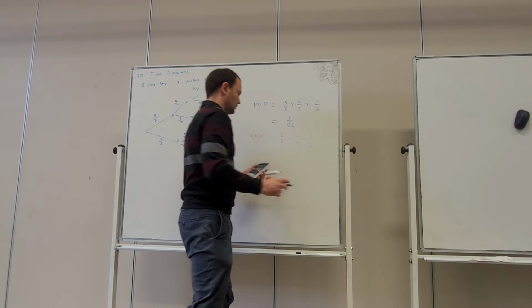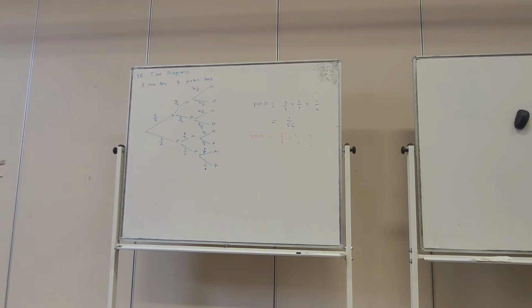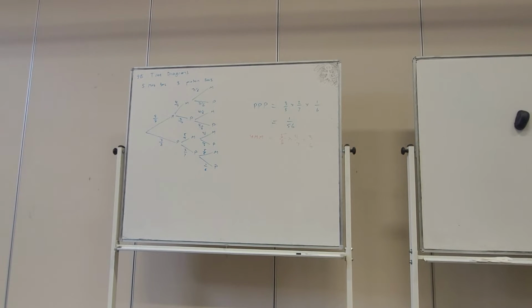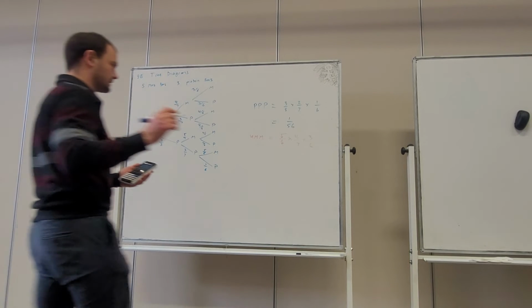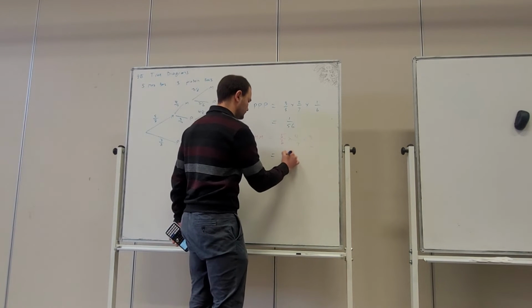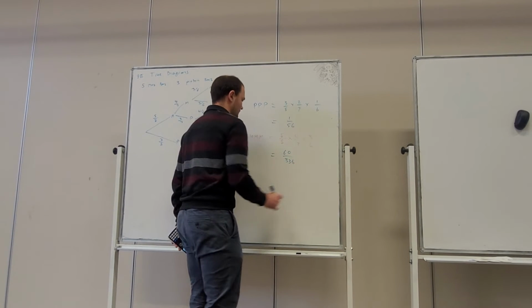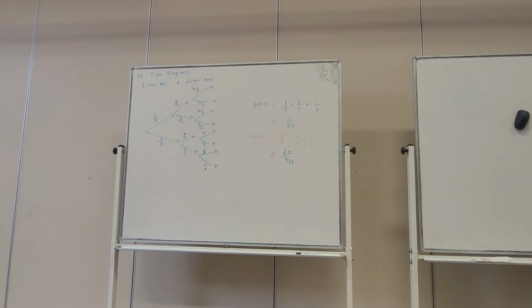So I might just work out that denominator quickly. That's 8, 7, 6 is 336, and the numerator is 20, 60. 60 out of 336. And you can simplify. Okay, so that's part 2.